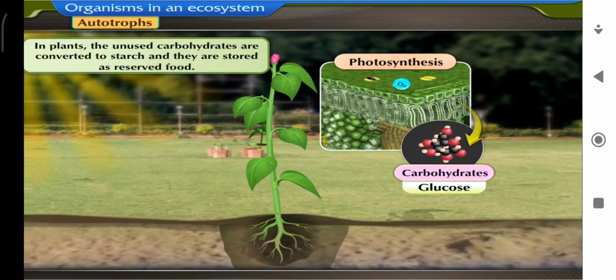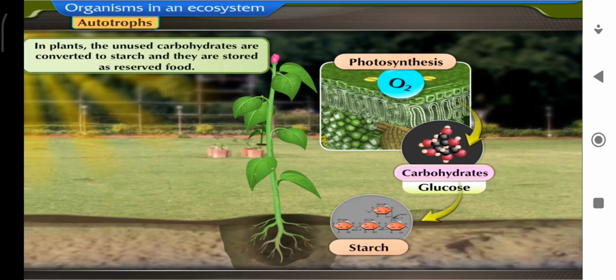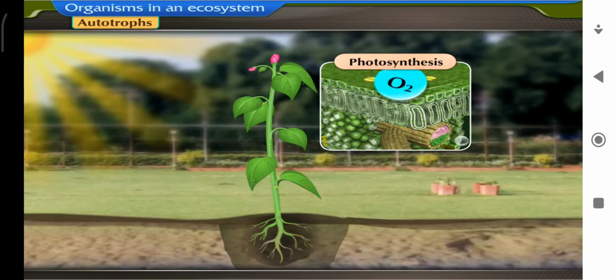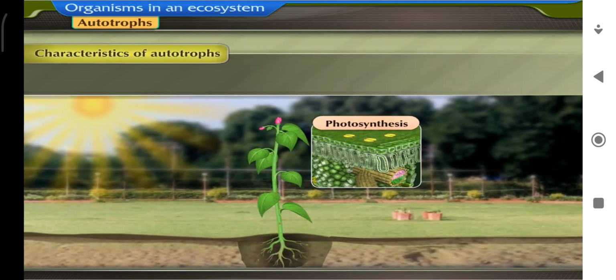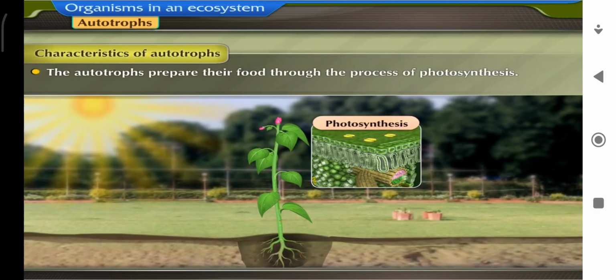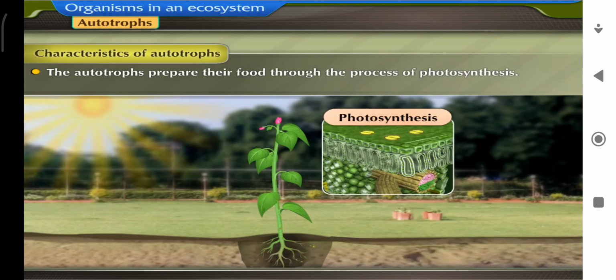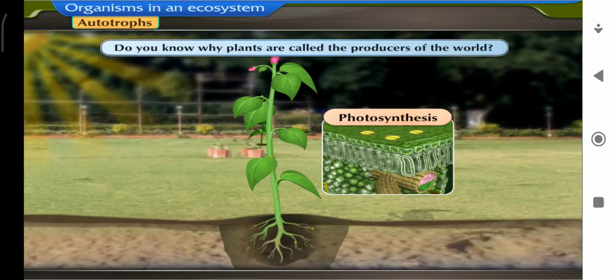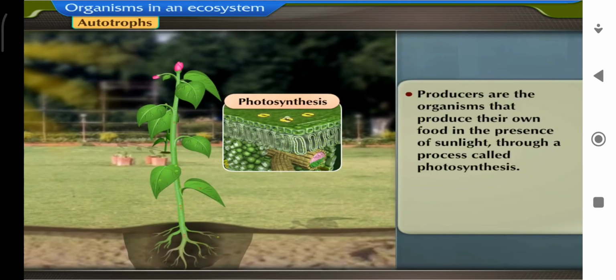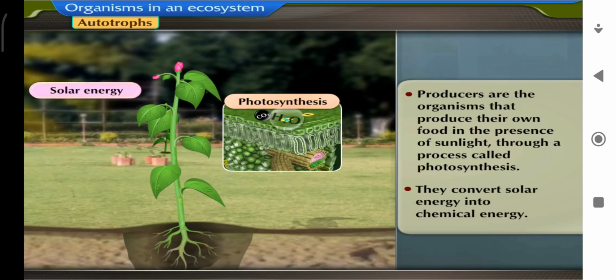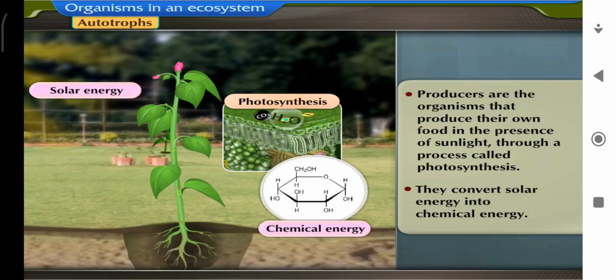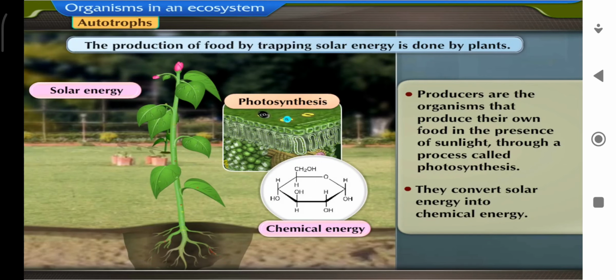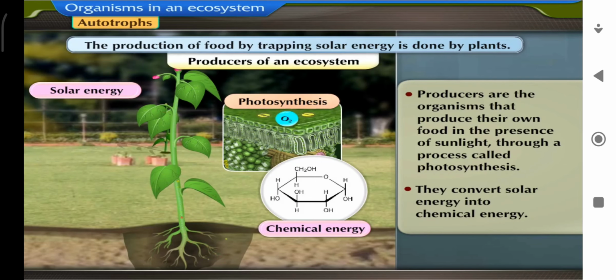In plants, the unused carbohydrates are converted to starch and stored as reserved food. Let us now discuss some of the characteristics of autotrophs. The autotrophs prepare their food through the process of photosynthesis. Plants are also called the producers of the world. Do you know why plants are called the producers of the world? Producers are the organisms that produce their own food in the presence of sunlight through a process called photosynthesis. They convert solar energy into chemical energy. As the production of food by trapping solar energy is done by plants, they are called producers of an ecosystem.